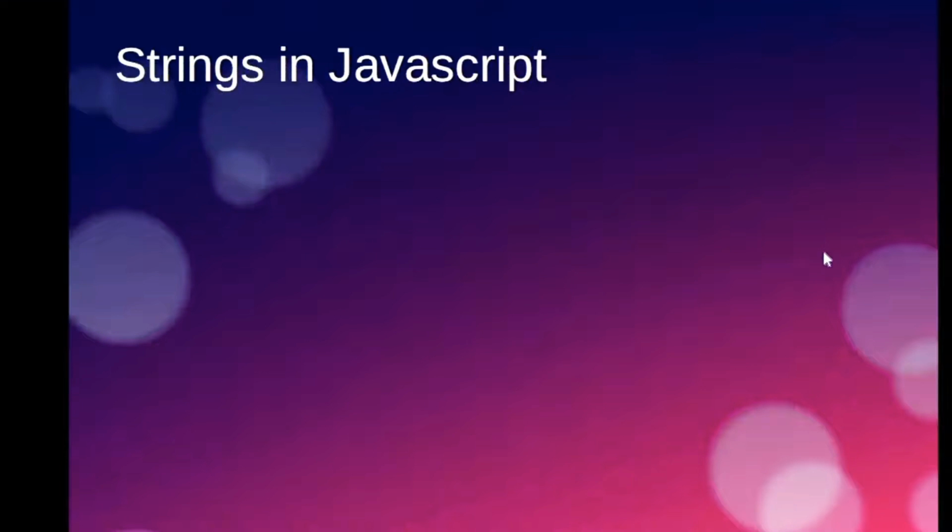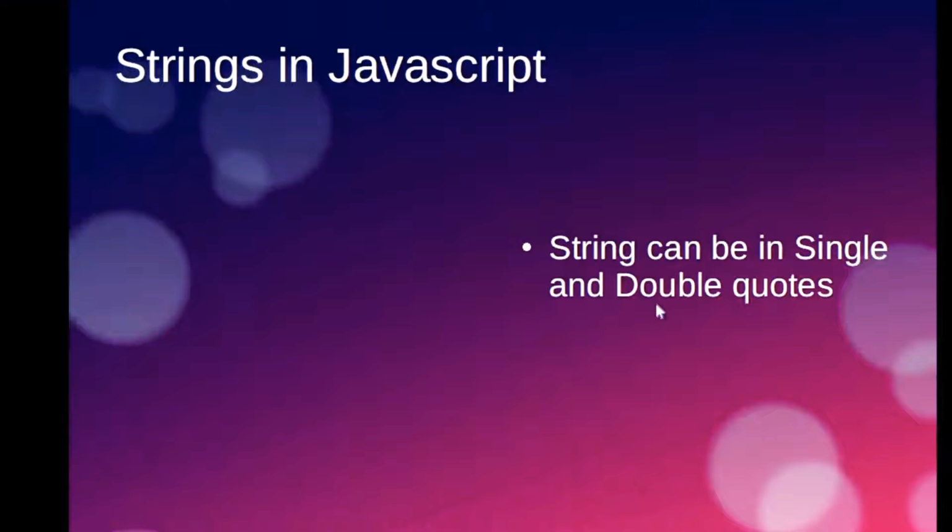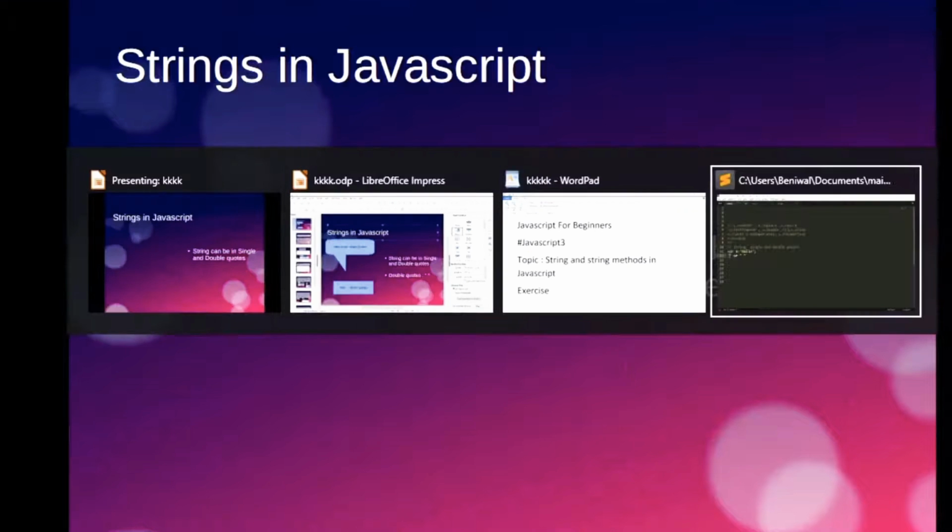Okay, so today we're going to discuss strings in JavaScript: what a string is, how to represent a string, how you can run a string, and the methods of strings. Each and everything about strings we're going to discuss in this tutorial. So what is a string? A string can be anything that is in between single quotes and double quotes. Let me explain this.